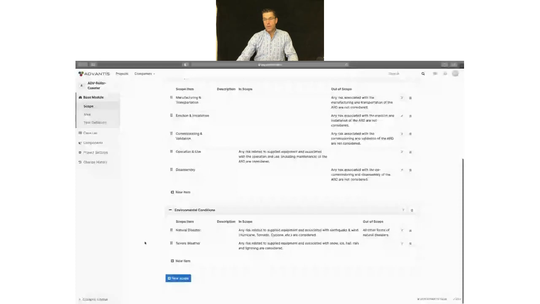Okay, then environment is another one. Say, certain things that are prominent in this area, like high winds, seismic threats, need to be considered. But then there are others, like avalanches or asteroids and stuff like that, that we're not going to consider.